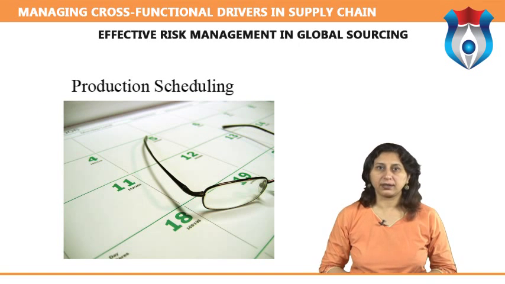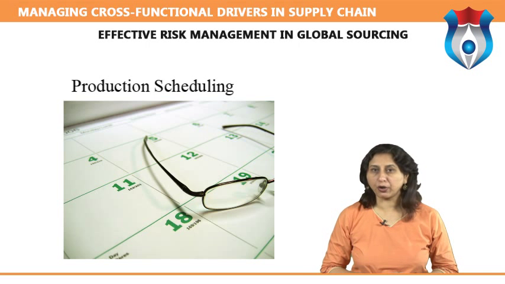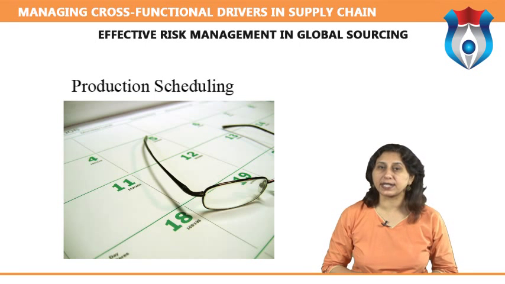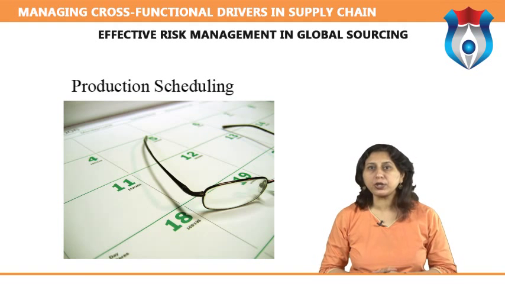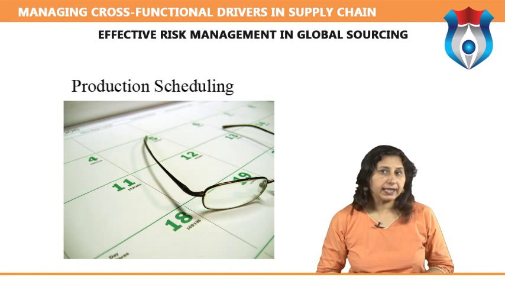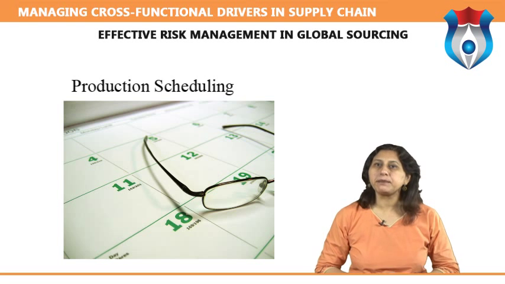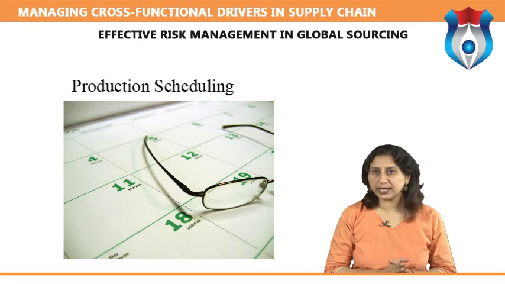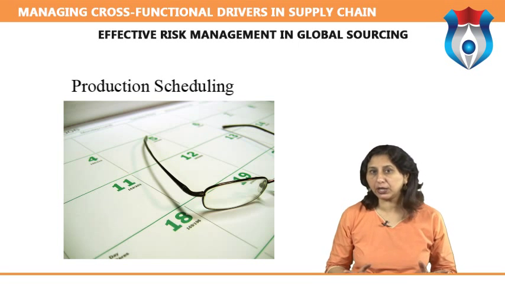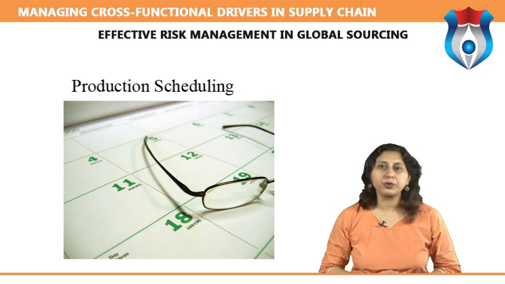Production scheduling. A key step to ensuring that product is delivered on time is knowing when goods are being produced and ultimately when they are shipping. In many cases, a globally sourced item is part of a larger bill of materials used to produce a finished good.